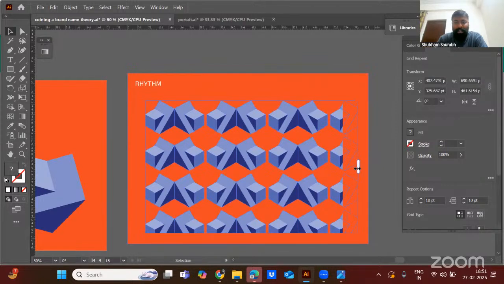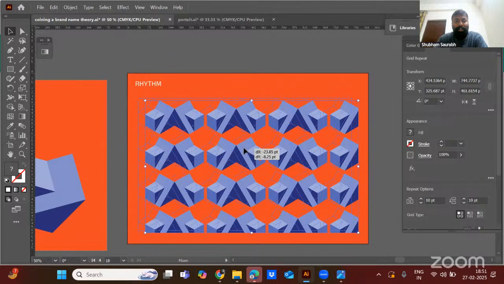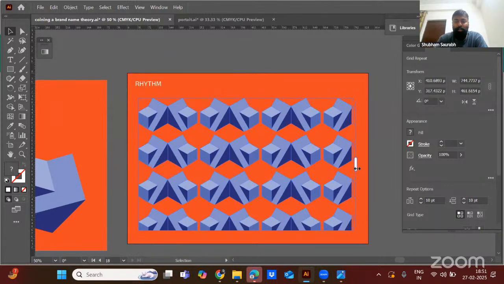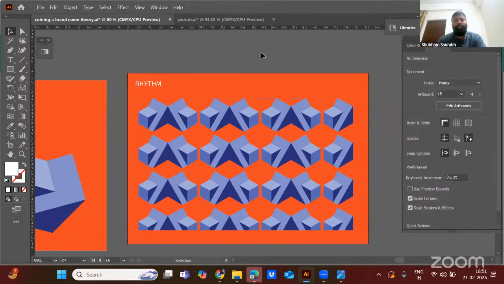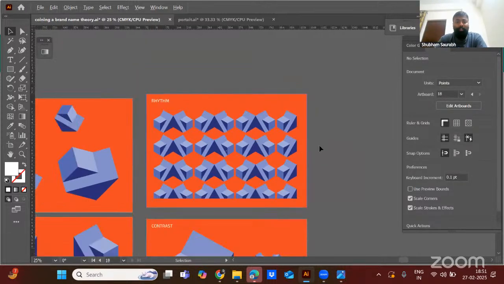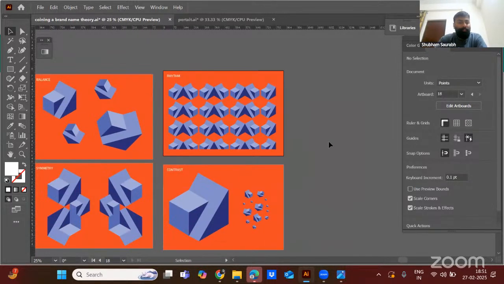So when you make a design like this, what we are doing is creating a pattern. A pattern is a repetition of elements. And when there is a pattern, that leads to rhythm. So it's rhythmic. There is a flow. There is a calculation. So it's rhythmic now. Okay.